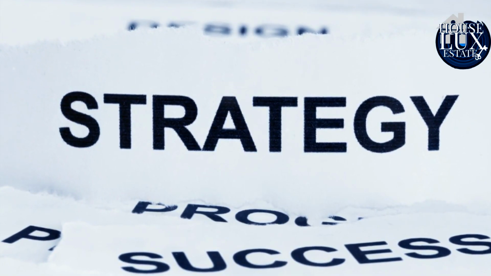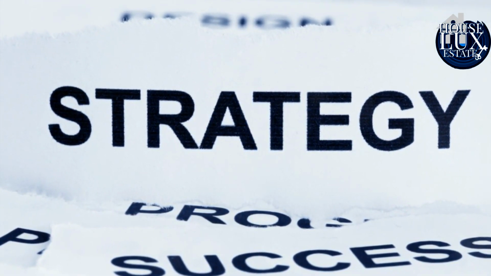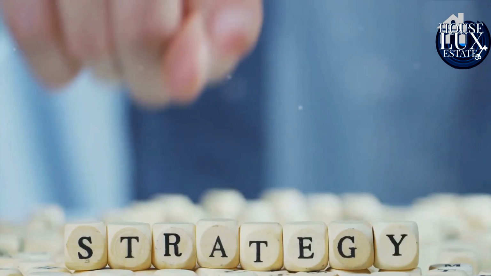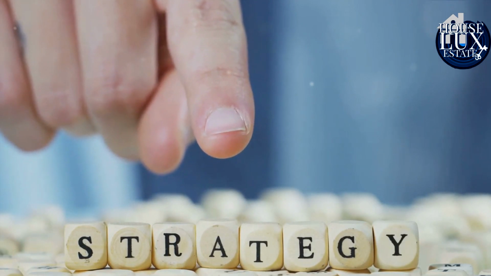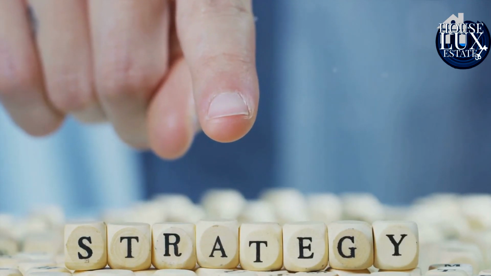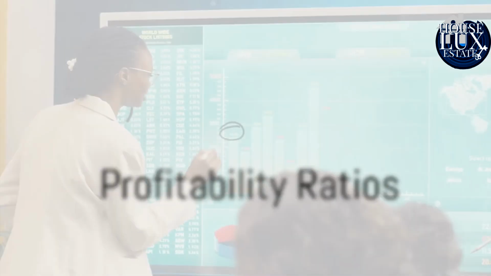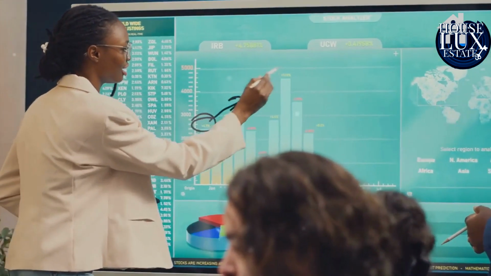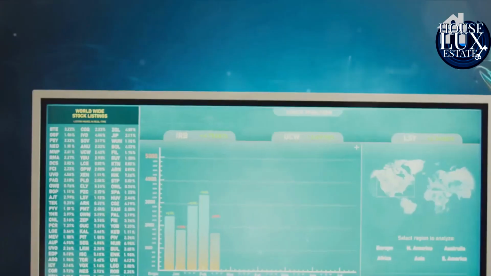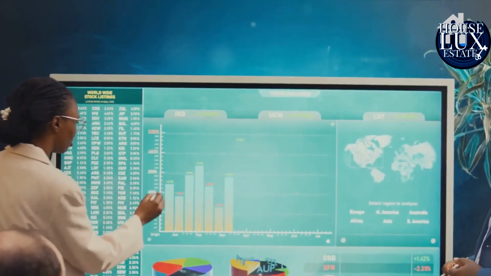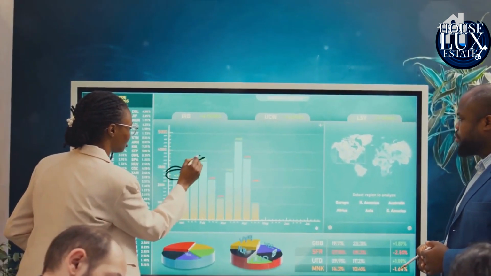In a nutshell, understanding liquidity ratios allows executives to evaluate a company's short-term financial health. They provide valuable insights that can guide strategic decisions and safeguard the company's future. Moving on, let's delve into profitability ratios. These are key indicators that enable us to understand a company's ability to generate profit relative to its revenue, operating costs, balance sheet assets, or shareholders' equity.